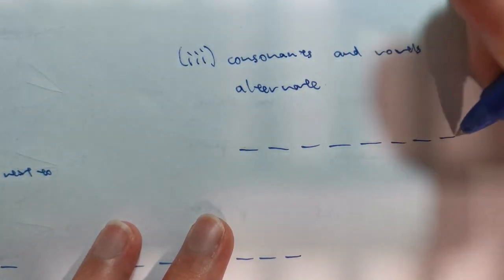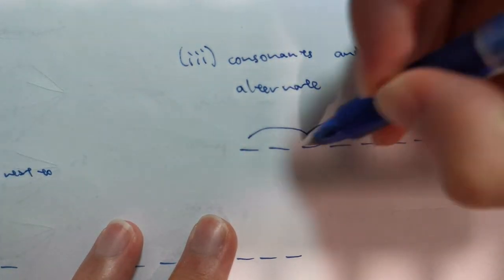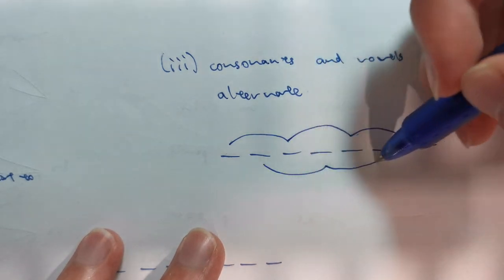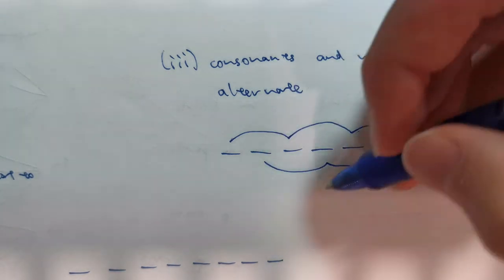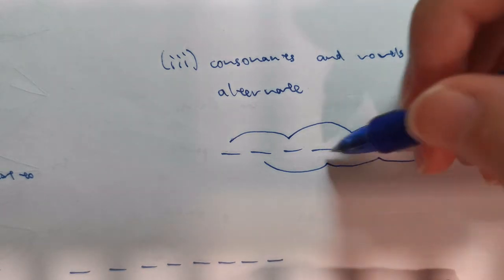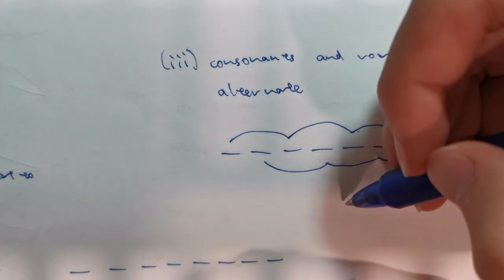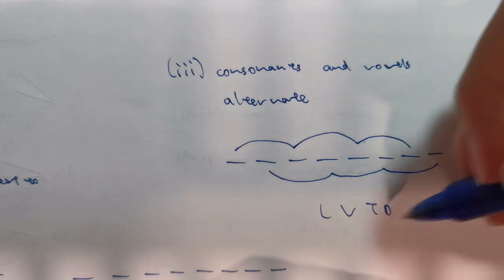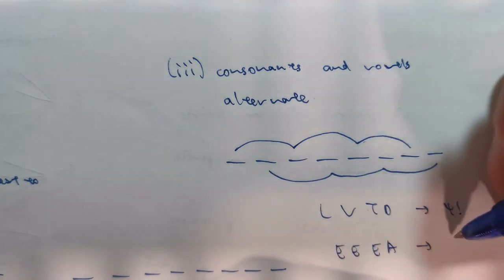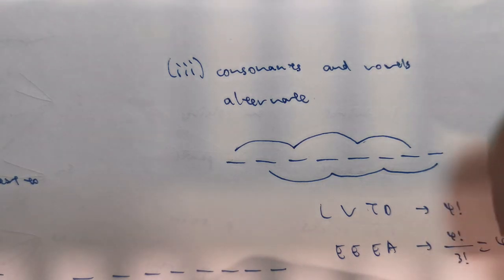Part 3 is that consonants and vowels must alternate. So that means that these 4 must be either consonants or vowels, and these 4 must be either consonants or vowels. So you can either have these all consonants and these all vowels, or these all vowels and these all consonants. So let's say these are all consonants and these are all vowels. The consonants are L, V, T, and D. So there are 4 factorial ways to arrange. Then the vowels are E, E, E, and A. So for this, there are 4 over 3 factorial ways to arrange, which is also 4.